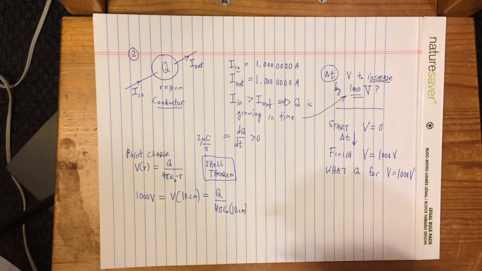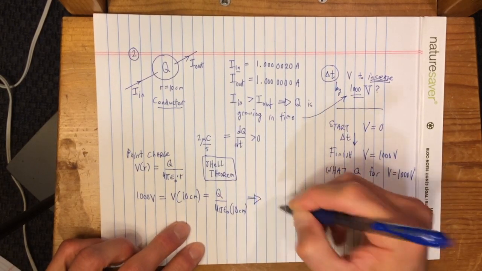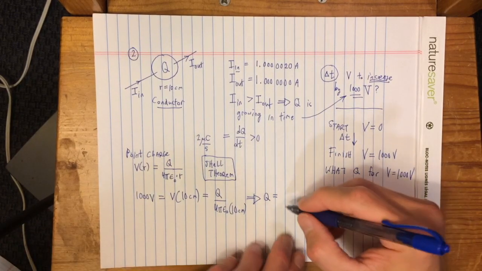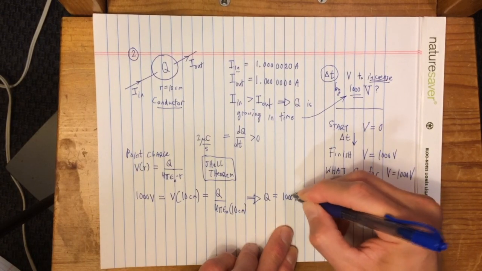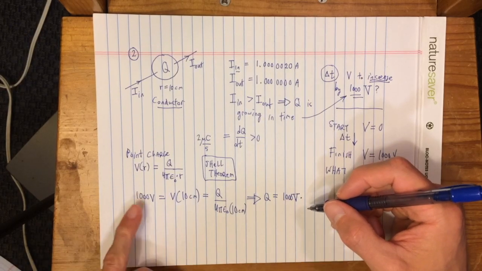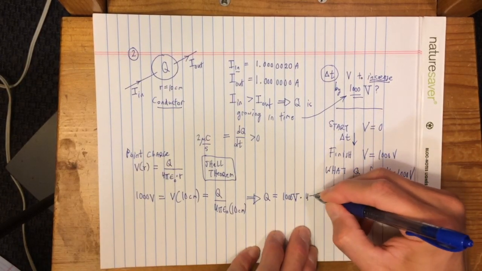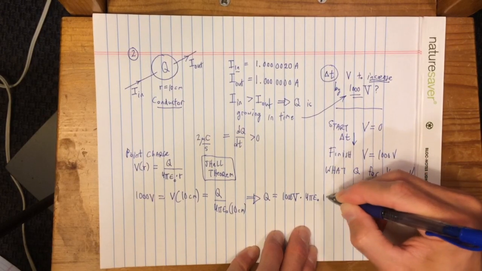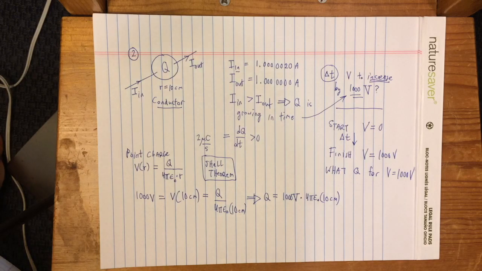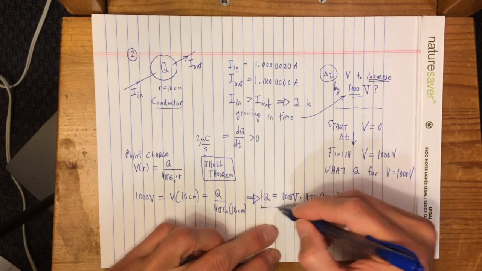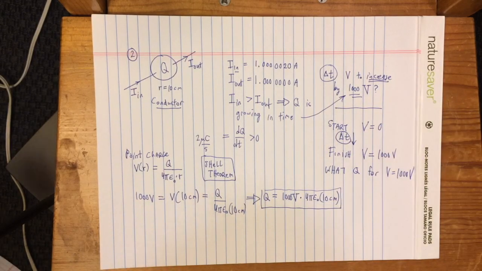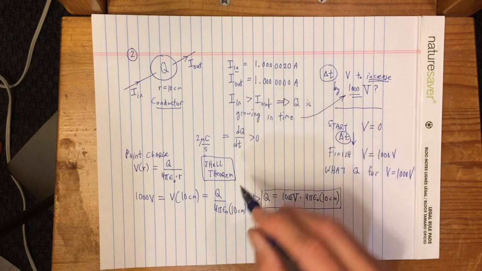Okay, so check this out. I can solve for Q. So Q equals 1,000 volts times, I just multiply all of this stuff up to the top against the 1,000 volts. So I'll go 4 pi epsilon naught times 10 centimeters, like that. So this is Q, but the question is not about the charge, it's about delta t, right? The time.